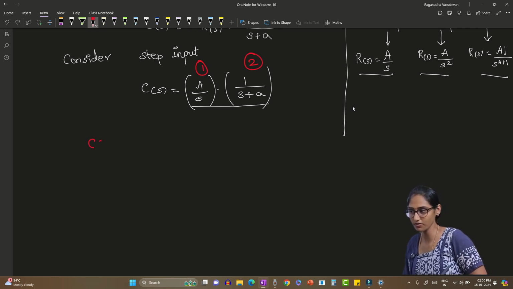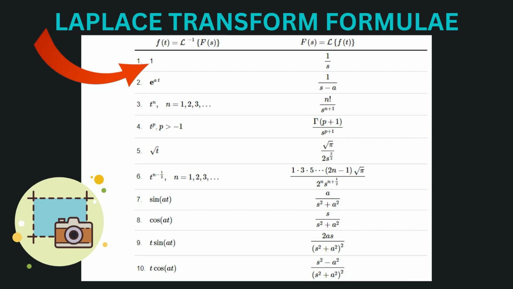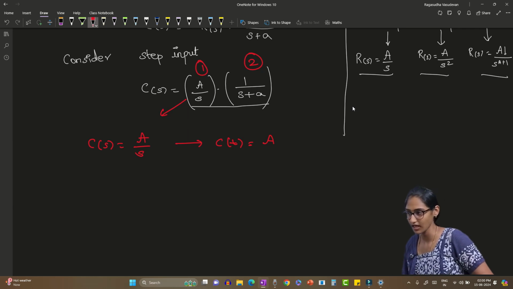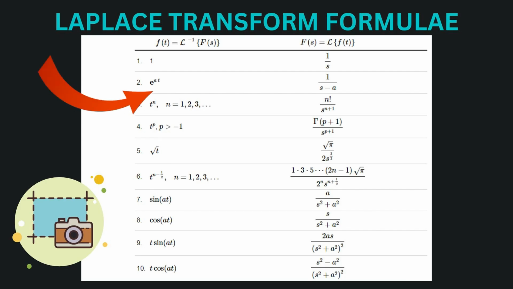Let us say if c of s is just a by s, which is the first term, then easily we can find out c of t. What is c of t? Simple, it is a. Because in the standard results that you are seeing on the screen now, the Laplace transform for a constant term a is a by s. So inverse Laplace transform will be a. It is a direct conversion. Let us say the c of s is just 1 by s plus a. So easily we can find out the inverse Laplace transform from the basic formula. This will be e to the power minus at.